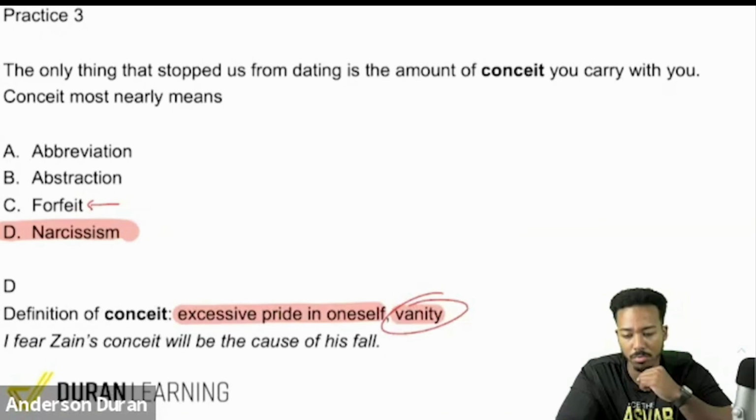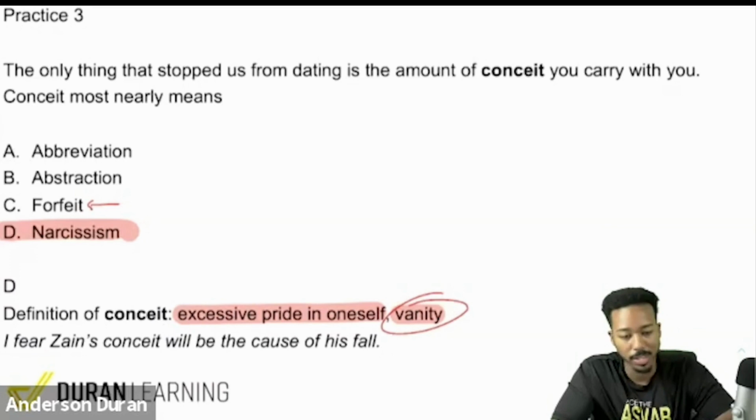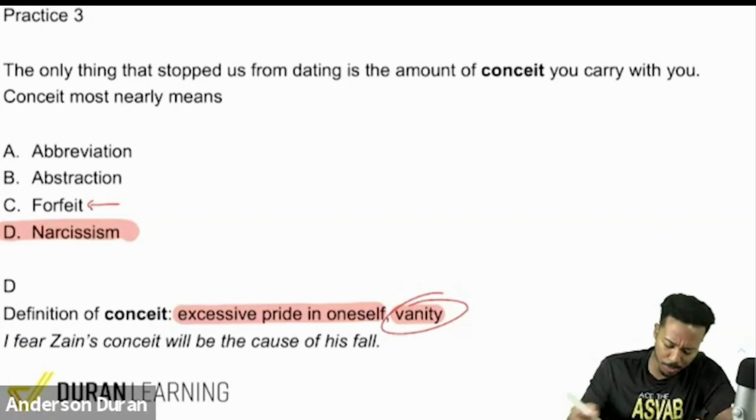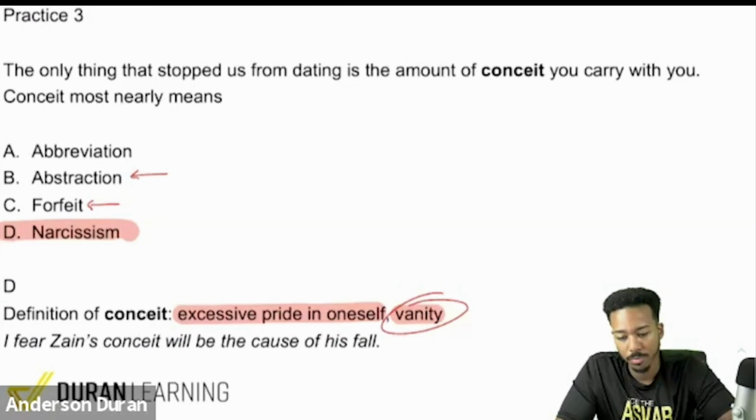Right. To give up, to quit, to cancel your efforts, to surrender. To give up, that's right. So correct there. What does abstraction mean? Let's go to B here. What does abstraction mean? Something that is abstract can be confusing, yeah.